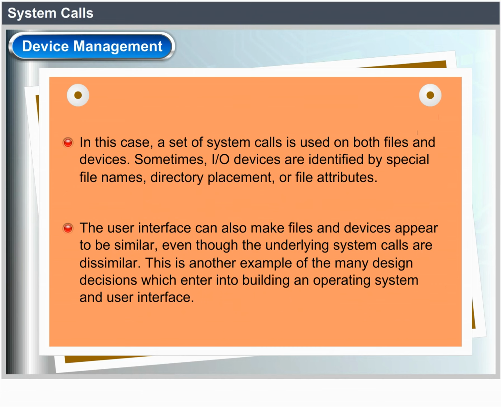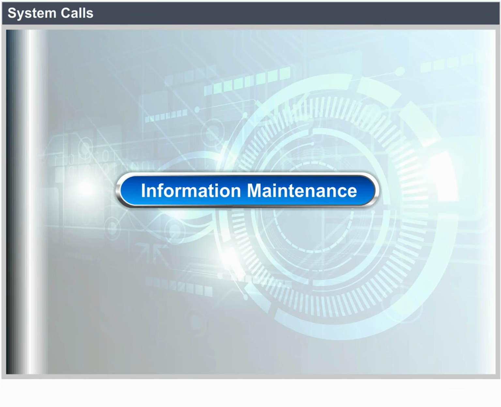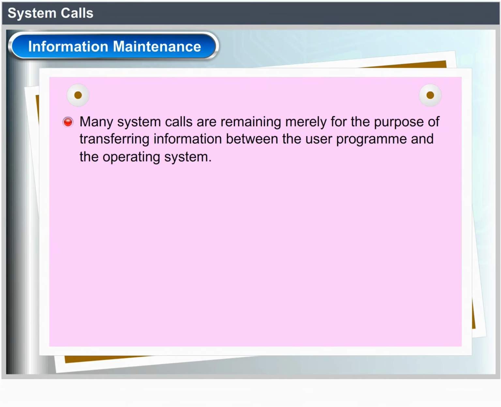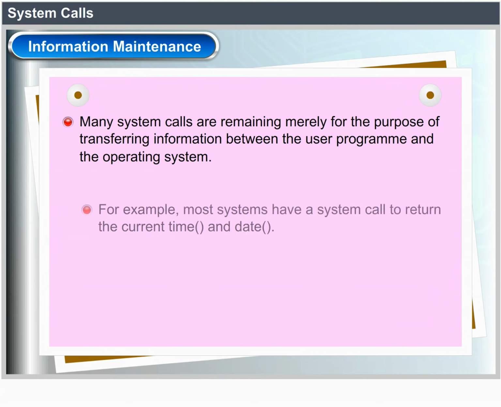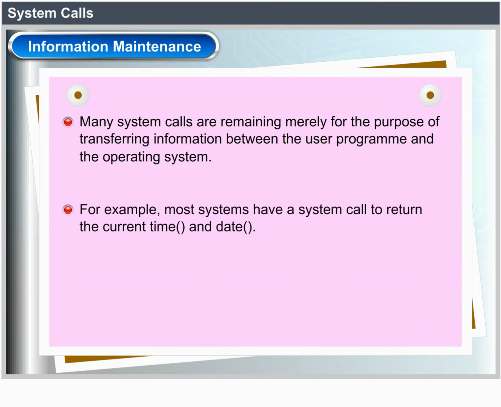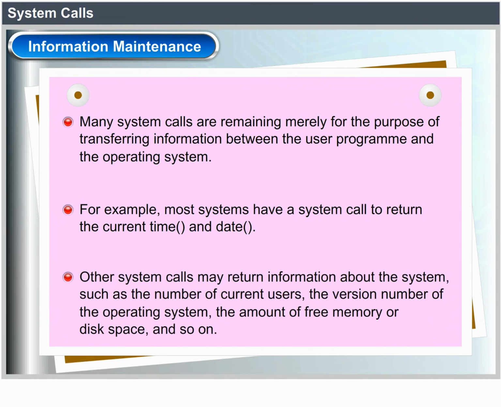Information maintenance. Many system calls exist simply for the purpose of transferring information between the user program and the operating system. For example, most systems have a system call to return the current time() and date(). Other system calls may return information about the system, such as the number of current users, the version number of the operating system, the amount of free memory or disk space, and so on.